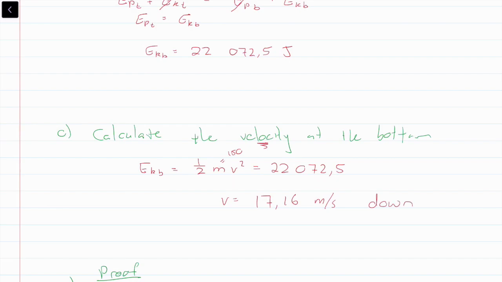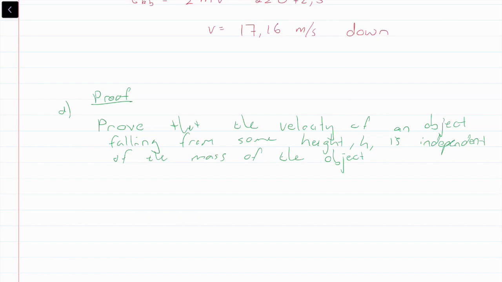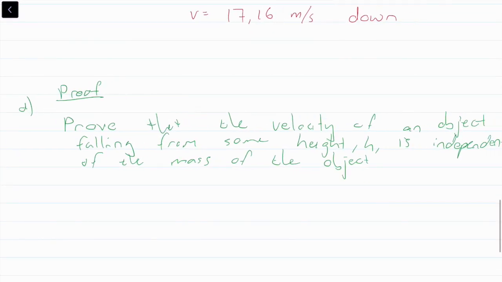and we want velocity, which is a vector, so at the bottom we know it is going downwards. Okay, and the last question here is a proof that says prove that the velocity of an object falling from some height h is independent of the mass of the object. So we want to prove that the velocity at the bottom is independent of the mass.